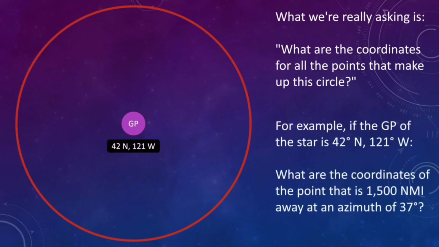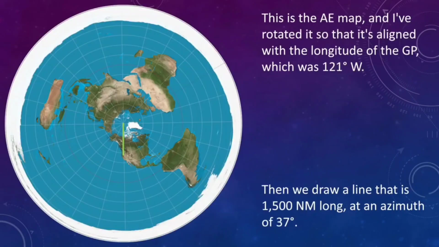So, for example, and these again are completely made up numbers, we've got the GP of the star at 42 north, 121 west, and we want to know what are the coordinates of the point that is, for example, 1500 nautical miles away at an azimuth of 37 degrees. Or, more fully, what are the coordinates for all the points that are 1500 nautical miles away in every direction? But just for this example, we're going to find the coordinates of one point at an azimuth of 37 degrees. And that means we need to do some geometry, yay!